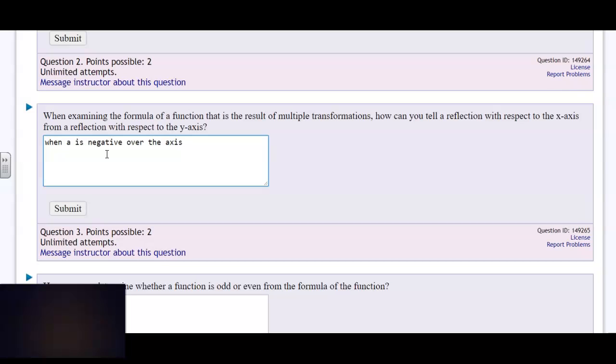And then when we go over the y-axis, then we're going to have f of x equals negative f of x. Excuse me, f of x equals f of negative x. We'll talk about exactly what that looks like. So over the x-axis, it's going to be even. That means it's going to be symmetrical with respect to the y-axis.